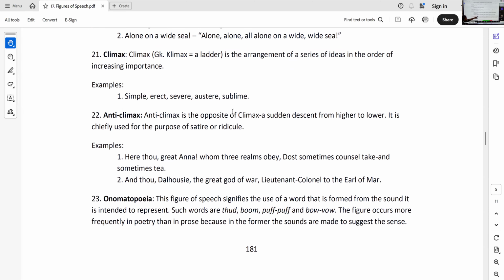See, great god of war, Lieutenant Colonel to the Earl of Mar. If you know these designations, he's going down in his ranking.